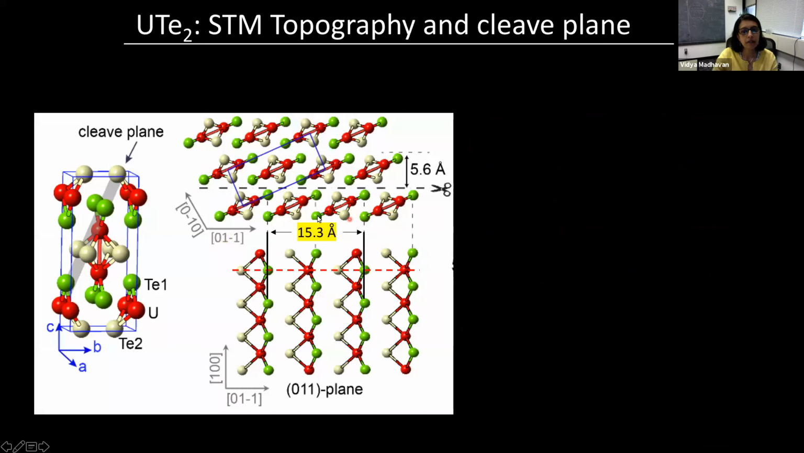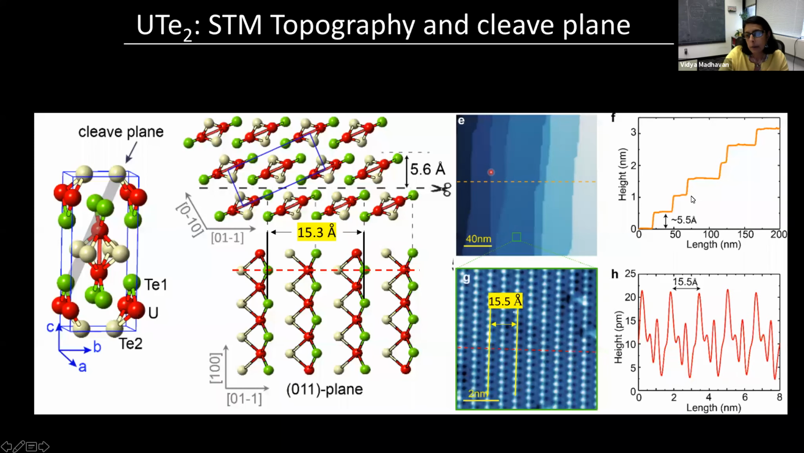This is the view of the crystal in a layer by layer configuration in the same direction as our cleave plane. If we have this kind of layer by layer configuration, then if we had any steps in the STM, the step height should be 5.6 angstroms. Also, like I showed you earlier, this is the top view. Twice the distance between the tellurium rows is 15.3 angstroms. So you look at our step heights and it's 5.5 angstroms, and twice the distance is 15.5 angstroms. And so everything matches, and we're 100% sure actually that this is our cleave plane.